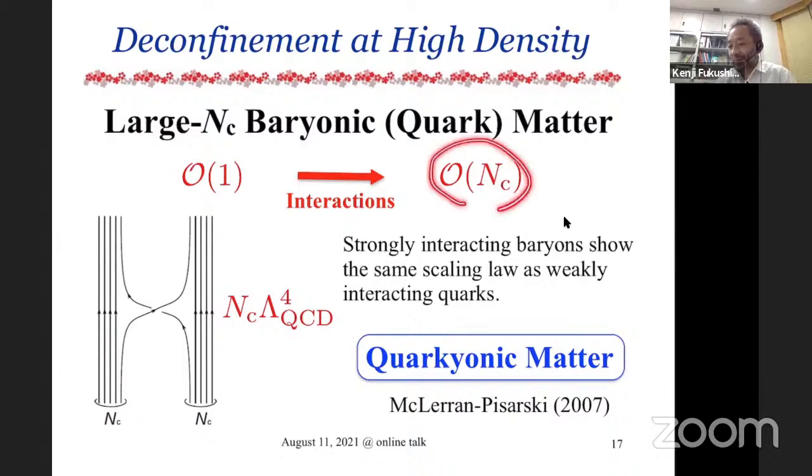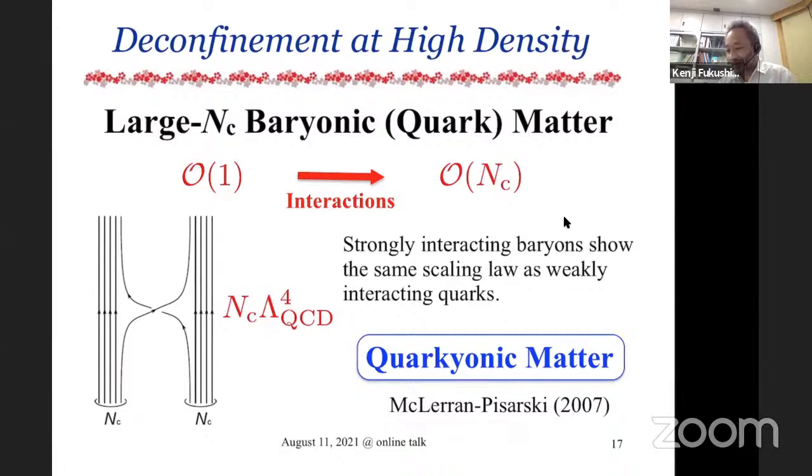And so they proposed a new picture: even in the confined phase, the baryonic matter or nuclear matter already has some property of quark matter. Or in other words, the baryonic matter and the quark matter cannot be distinguished from the theoretical argument. That was their observation.